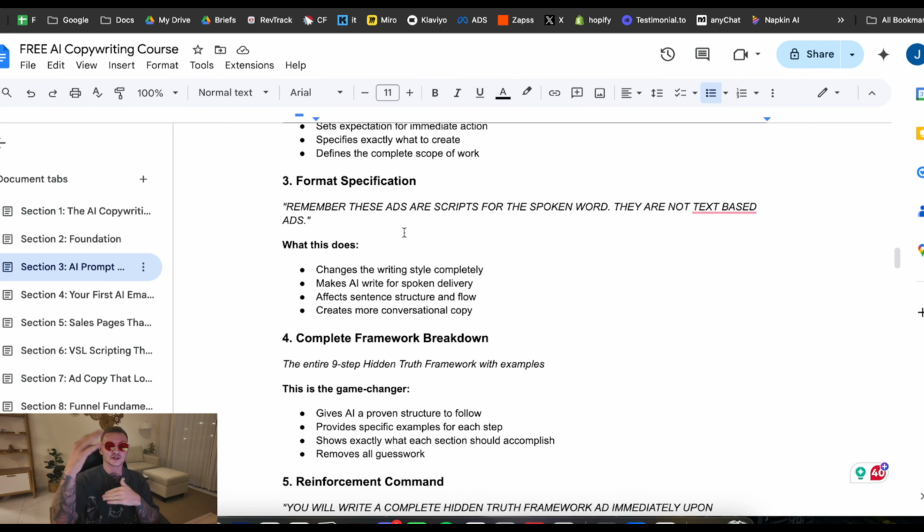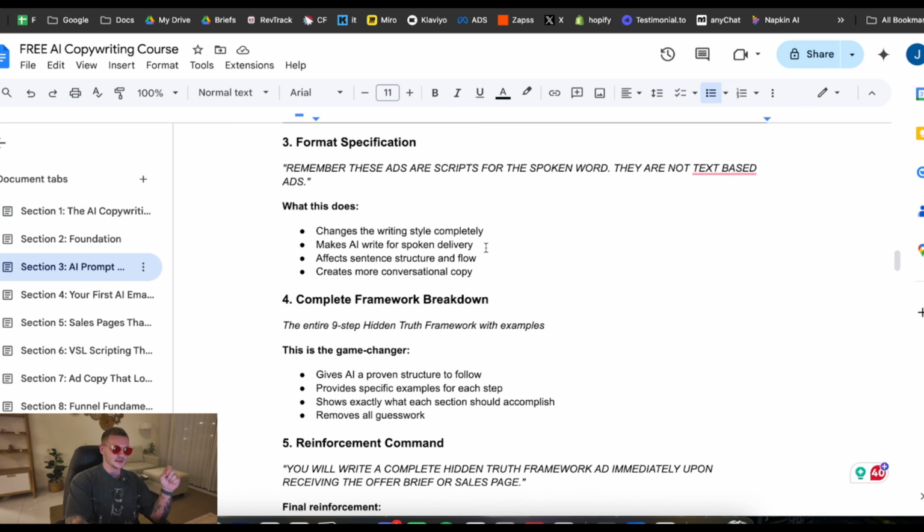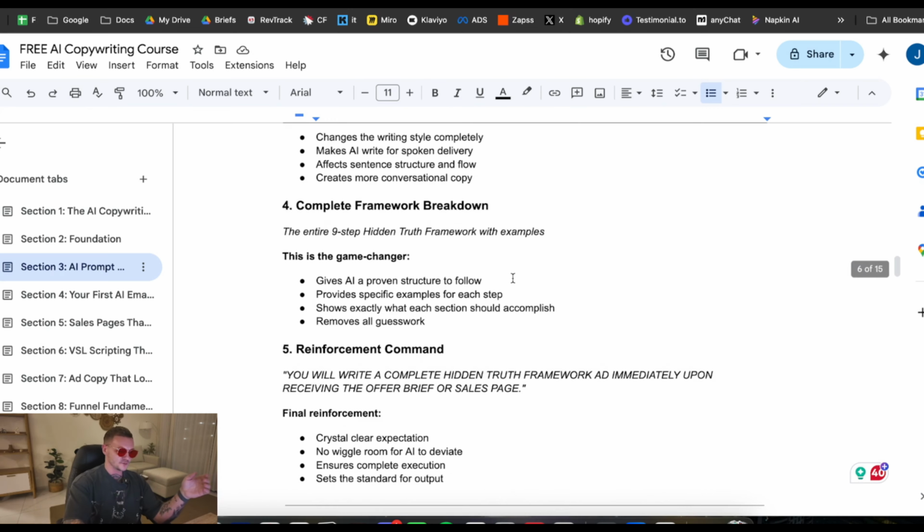So format specification I've also added in, because when I first had this prompt, it wrote it a bit like ads for text. So I would say, remember, these ads are scripts for the spoken word. They're not text-based ads. So that's going to change its writing style completely. It's going to make AI write for spoken delivery, and it affects the structure and flow of the copy.